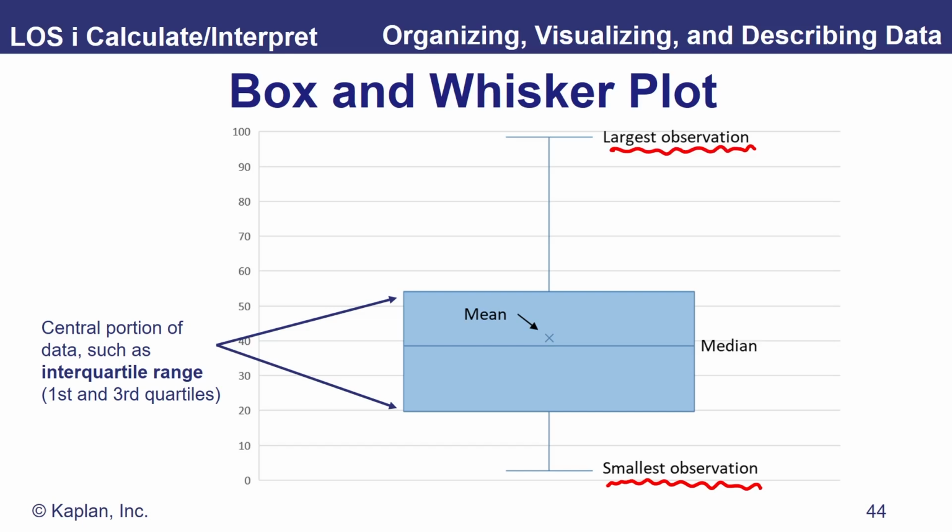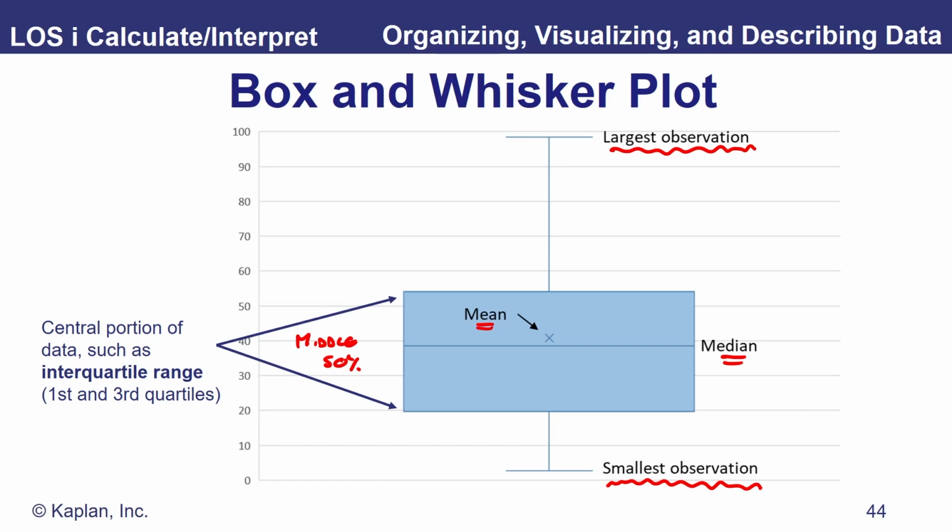But what we're then going to do is mark on it a central portion of data. And here we're going to use our interquartile range. Now remember, middle 50% of observations lie in our interquartile range. So we've got our middle 50% of observations. And you can see we've also recorded the median on here. And we can see that our mean is slightly bigger than our median.